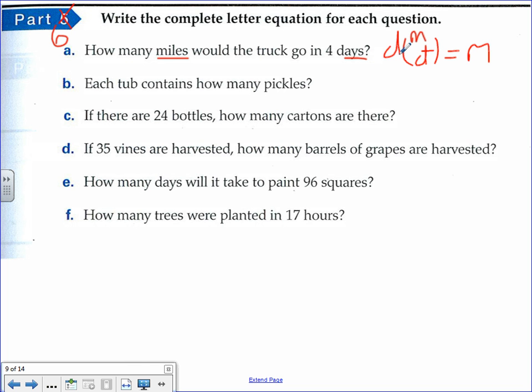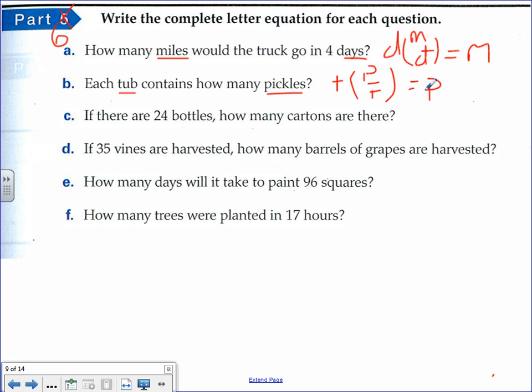If we look at letter B, it says each tub contains how many pickles. So my two units are tub and pickles. Again, pickles is the one that needs to go in my answer, which means we're going to have T times P over T in parentheses here is going to equal P. Okay? So if you want to pause the video, you can do that and go ahead and finish C through F.